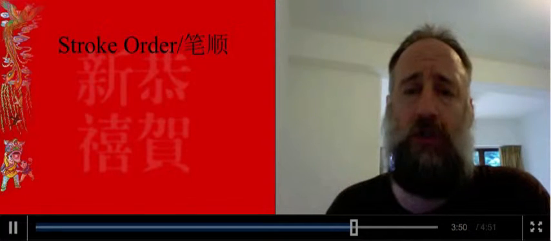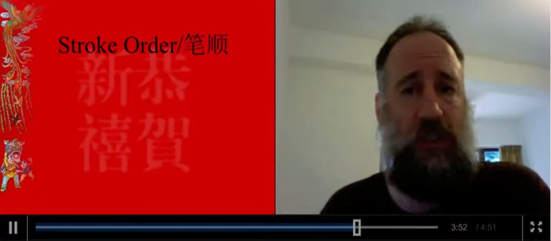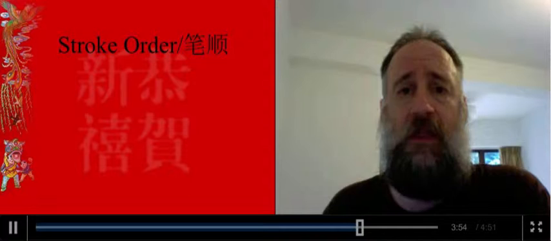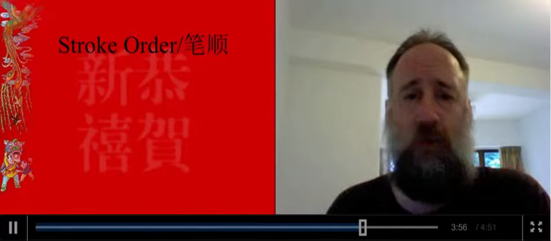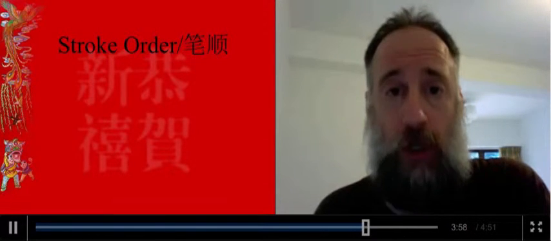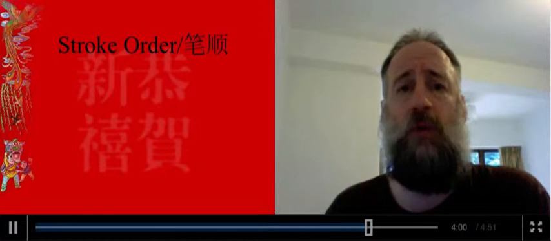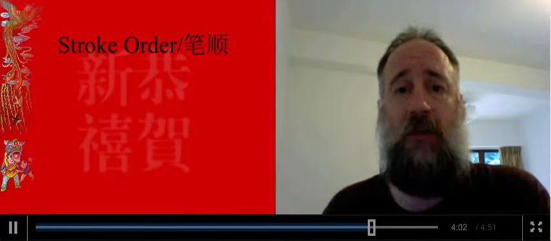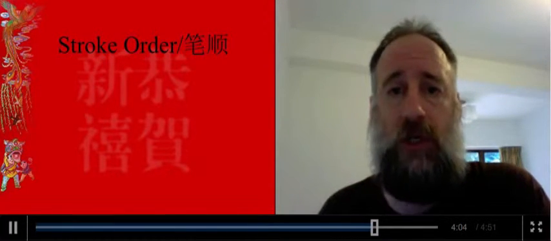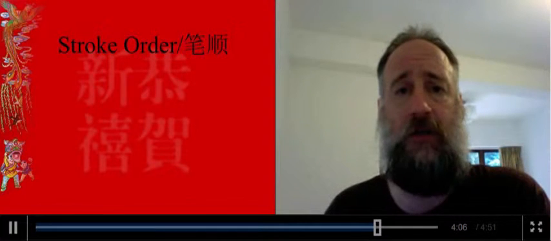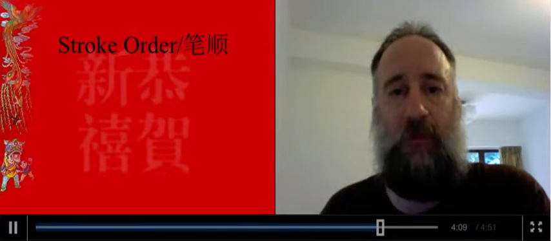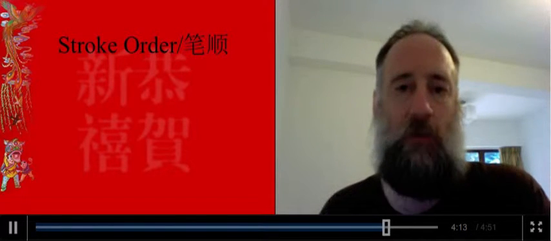What about stroke order? Well, stroke order is important for two reasons. One is that if you write characters in the correct stroke order, they're more likely to look good. The other reason, and perhaps more important, is that since the same elements, the same components occur over and over again in characters, if you're writing them the same way, it's easier to remember them. It's easier to remember how to write them.